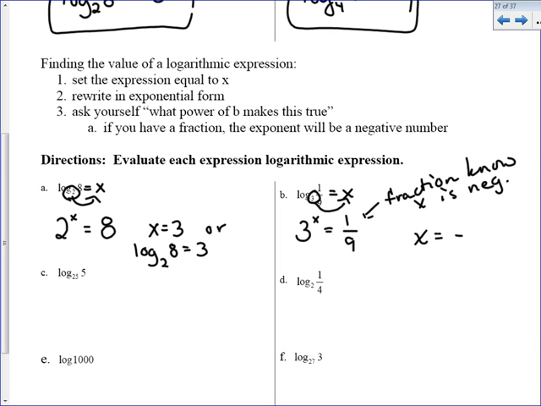So 3 to what power gives me 9? Yeah, it's the second, so I have to have a negative 2 to get that fraction. So you're still just looking at the relationship between the 3 and the 9. We just have a negative number. That's how we get our fraction.